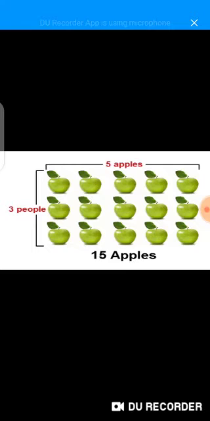Now, the total number of apples here is 15. 15 is the total number of apples. When we group 15 into 3 groups, each group will get 5 apples. So in essence, to say 15 divided by 3 gives you 5.